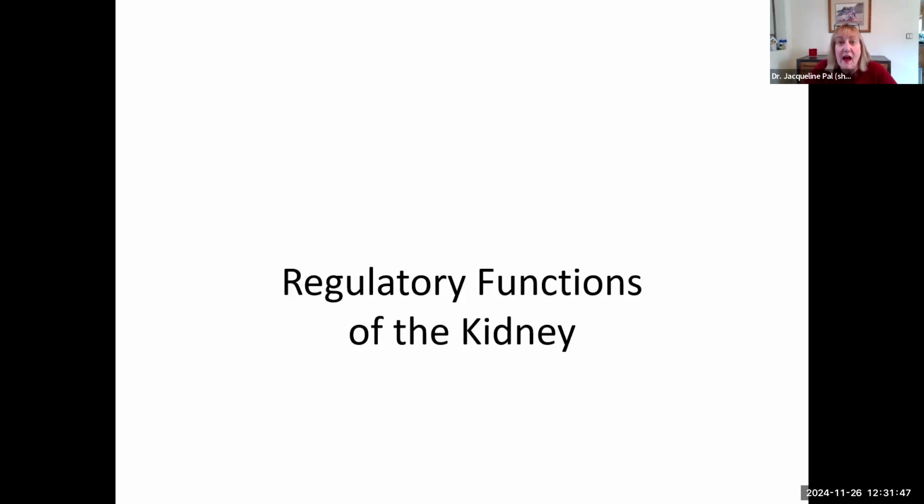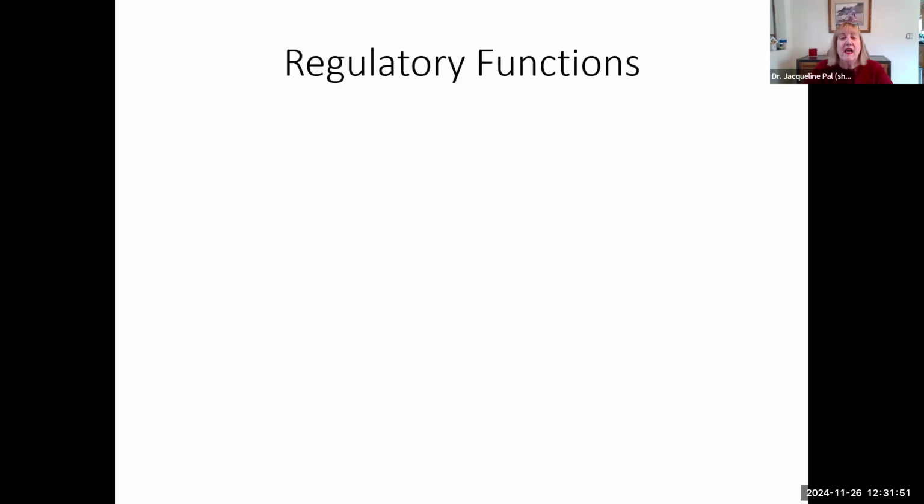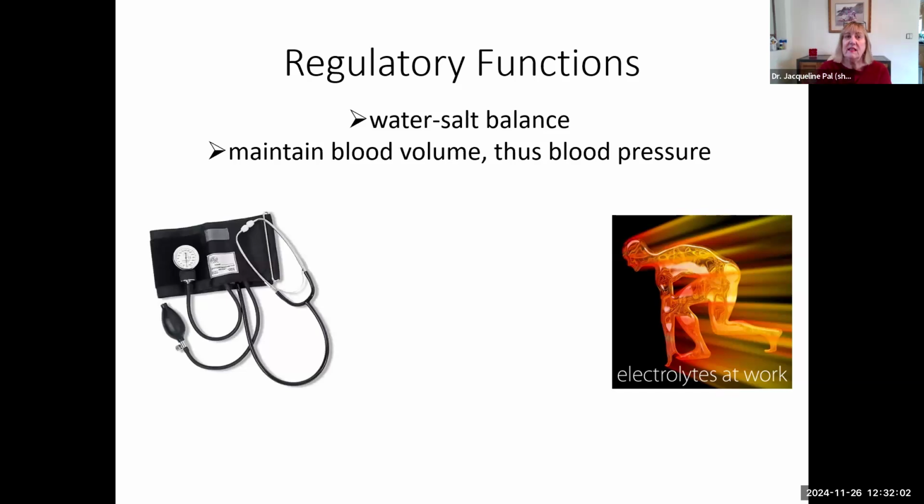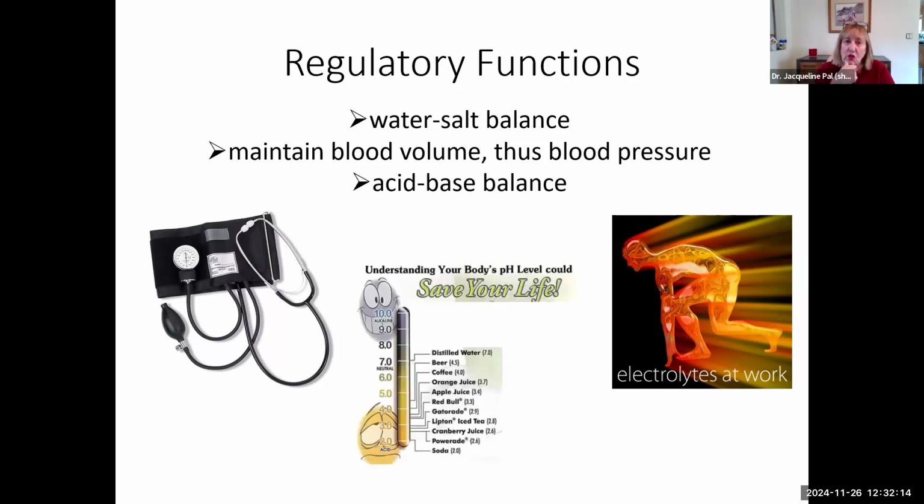Welcome back. Now we're going to learn about some regulatory functions of the kidney. When we are looking at this, the first thing we're going to look at is water salt balance. This is what is going to enable us to maintain our blood volume and thereby our blood pressure. This all works together. And then we're going to look at our acid-base balance.